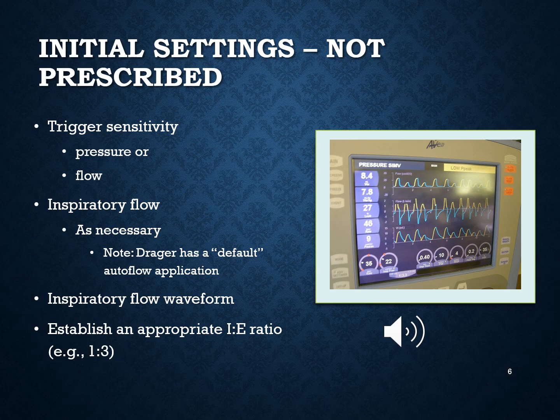The settings that are not prescribed for you include the trigger sensitivity, which is what makes your machine turn on. Is it the pressure or is it flow that's turning on your ventilator? Now, depending on the ventilator that you're using, you'll set the inspiratory flow on some ventilators, some you won't. Now, the Draeger has a default autoflow application. Some vents you'll need to dial in what you want that inspiratory flow to be. You're also going to be responsible for setting the correct inspiratory to expiratory ratio, also known as the I to E ratio.